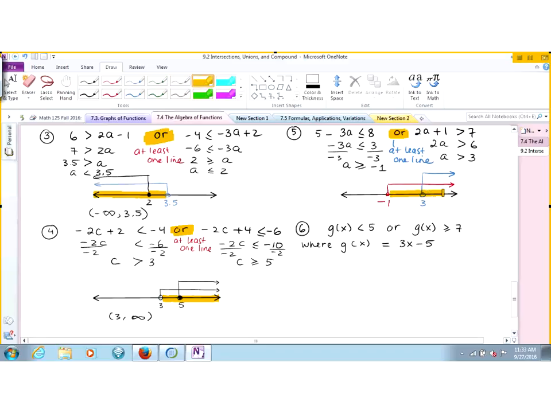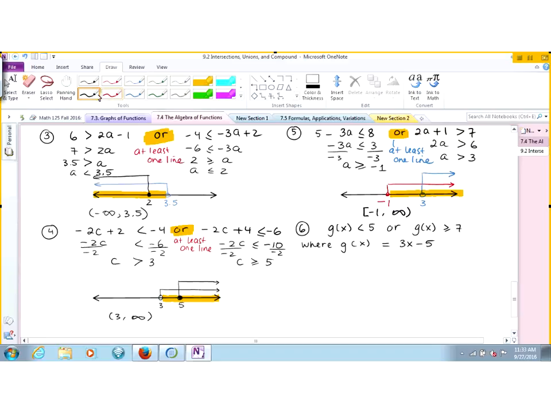Yeah, so which one? Either 1 or 2 lines, so it is all the way to infinity. So -1 all the way to infinity. All right. Doable? Yeah, okay. Good. So number 6, what do you think we'll do?